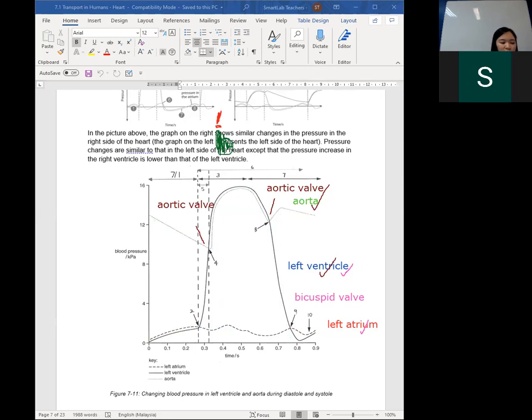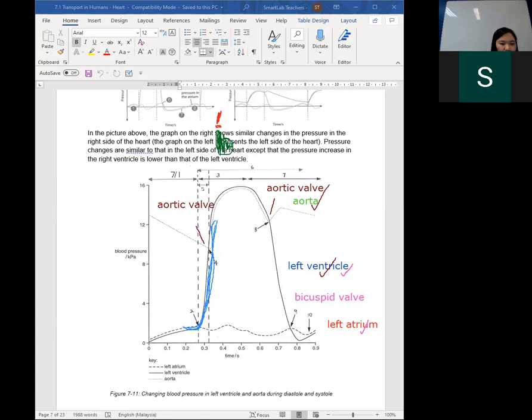Okay, so let's take a look at this. So we will explore along this line. Along this line, the ventricle's pressure builds up. Why does the ventricle's pressure build up? Because the ventricle is contracting. Remember, when the ventricle contracts, the blood tries to move back to the atrium, right?